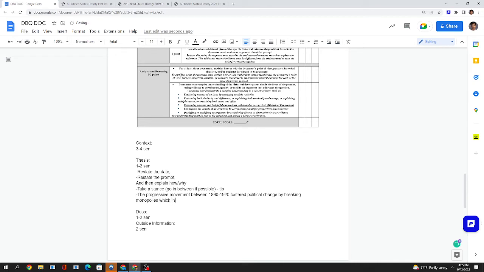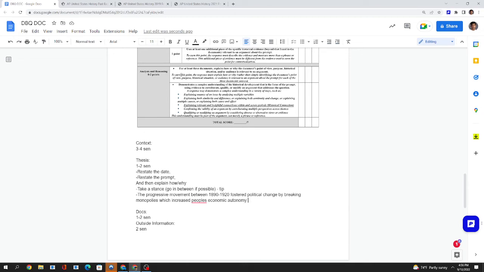Which increased people's economic autonomy, right? That's kind of like an example. It's going to be a longer thing, but this is how you really ensure that you got the point.